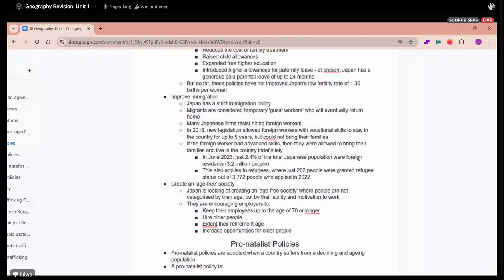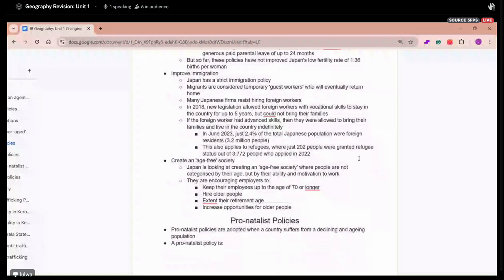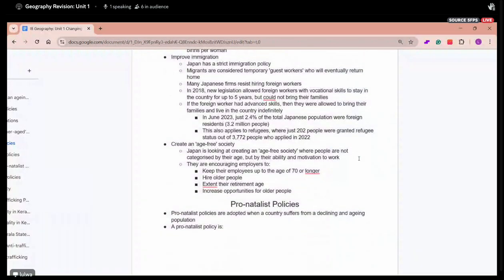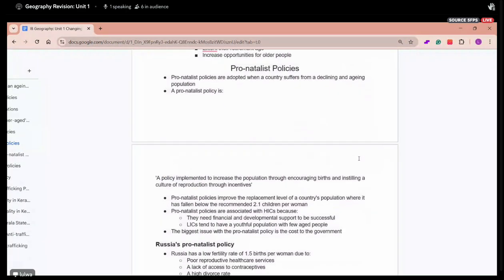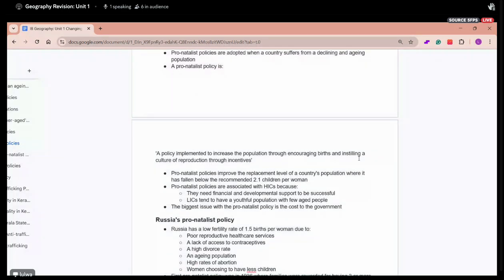And so this allows you to look at pronatalist policies, which is what Japan tried to adopt. A pronatalist policy is adopted when a country suffers from a declining and aging population. It is a policy implemented to increase the population through encouraging births and instilling a culture of reproduction through financial or social incentives. They're mostly concentrated in HICs because they need financial development and developmental support to be successful. And the biggest issue is it is a big cost to the government.